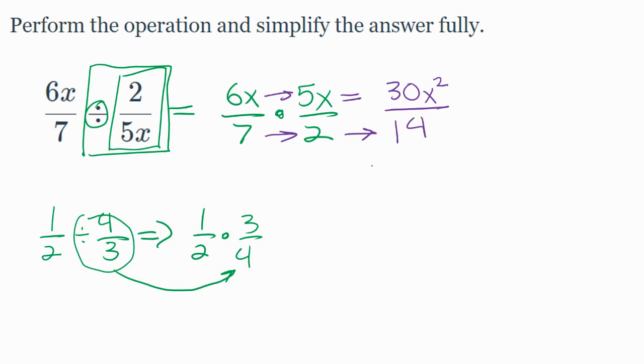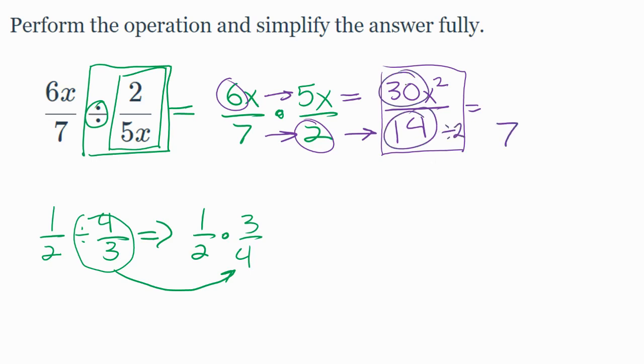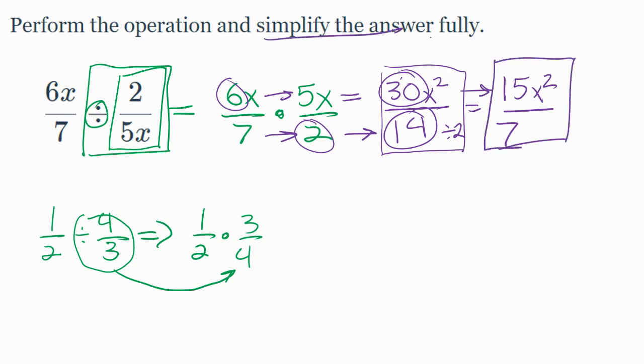And then we reduce. Now I could have reduced first. I could have seen that the 6 and the 2 would have reduced to be a 1 and a 3. But here, we'll do it after the fact. Either way works. So the top and bottom have a 2 in common. So 14 divided by 2 is 7, and 30 divided by 2 is 15. So 15x squared over 7 would be my fully simplified quotient of these two fractions.